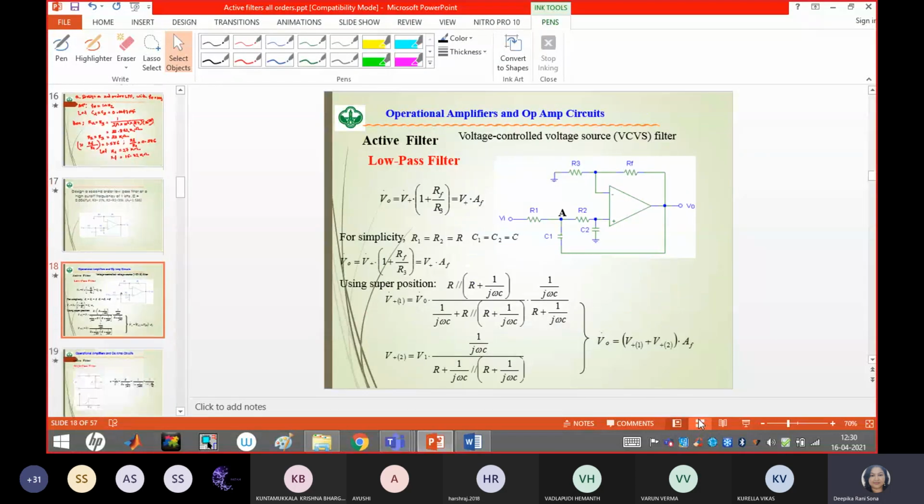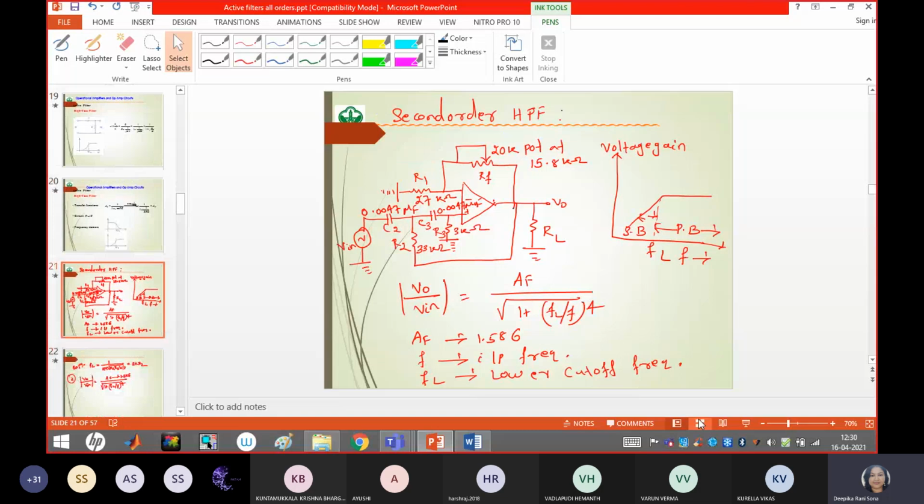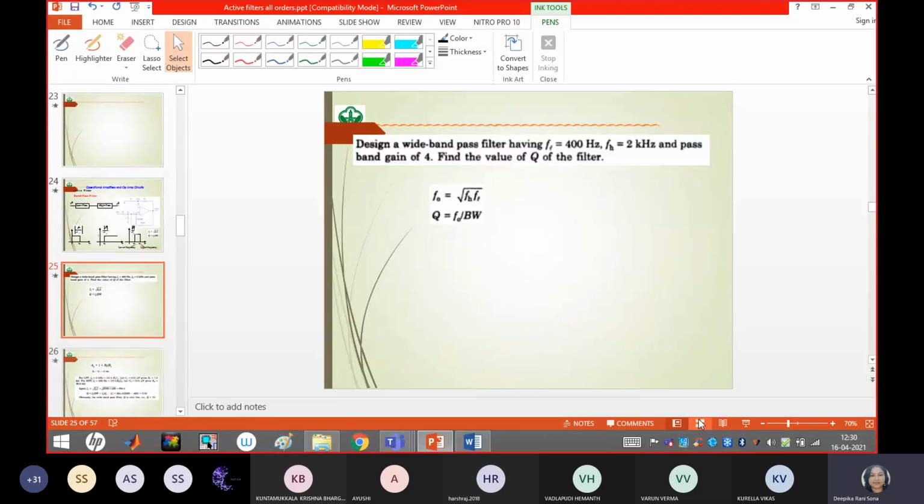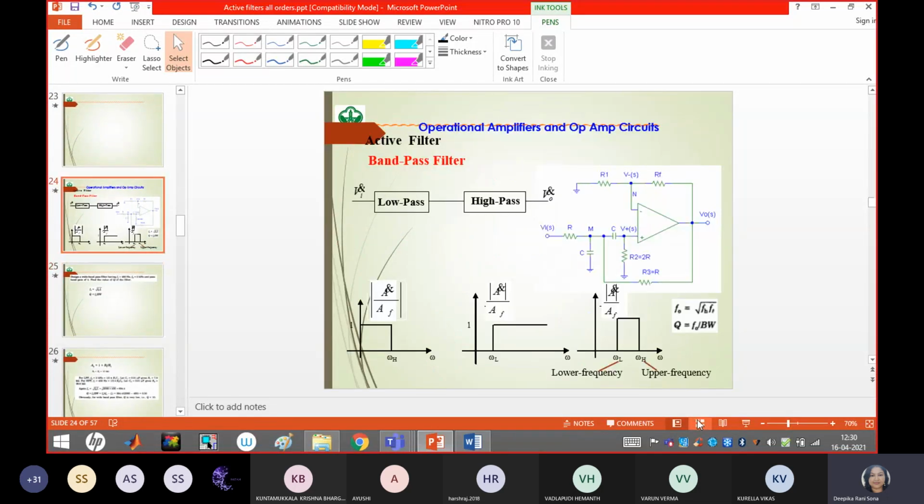Design a second order band pass filter. This is also very simple. For practice purposes you may use that. This is the band pass filter figure, guys. That's why I was asking what you should use first. Either you may connect the RC components back to back directly in the circuit.